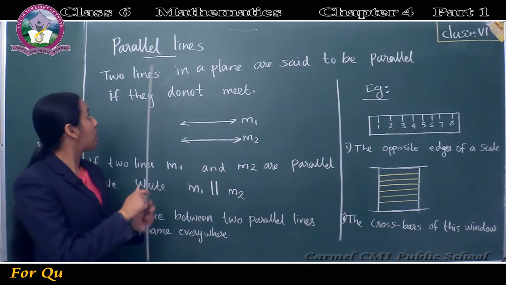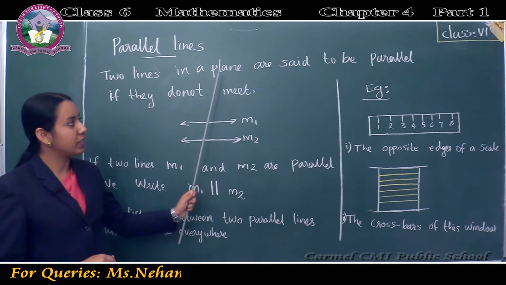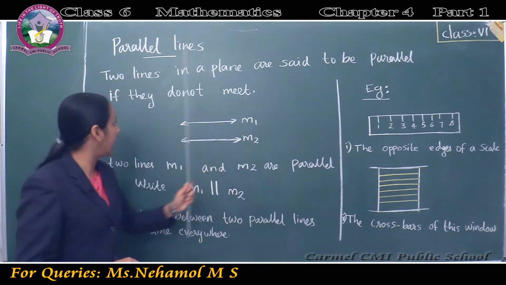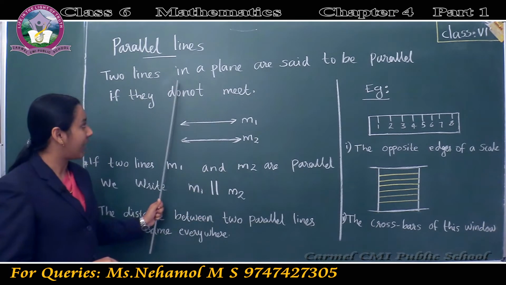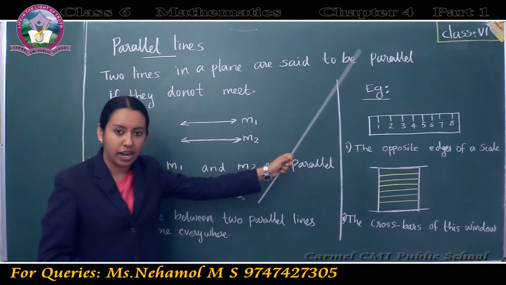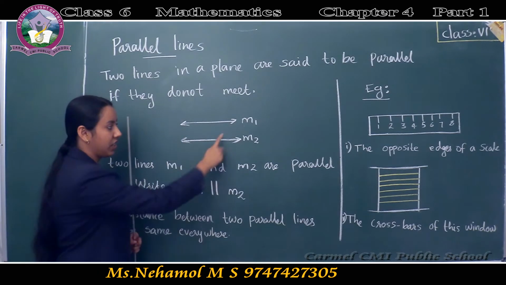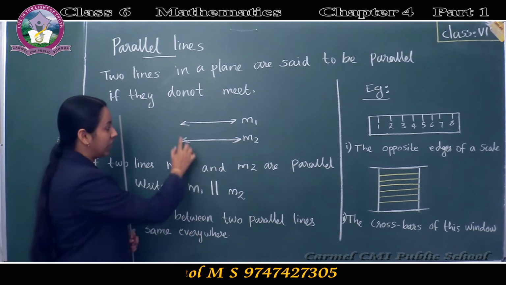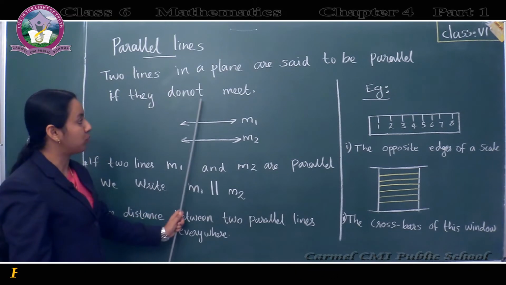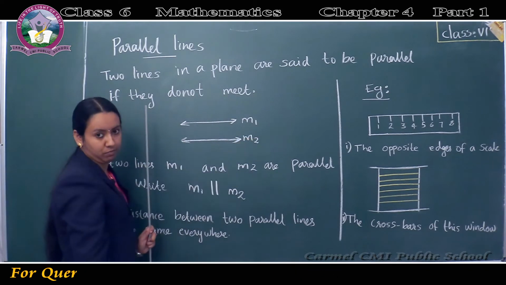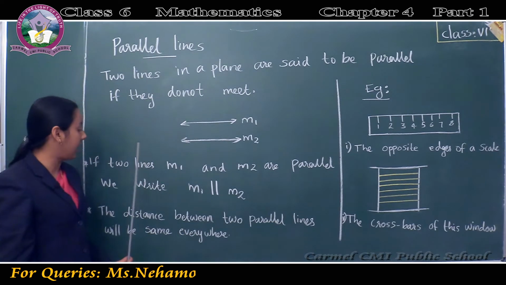Next one is parallel lines. Two lines in a plane are said to be parallel if they do not meet. Two lines are given here, M1 and M2. They are parallel lines. Why? They do not meet each other. So, we can say M1 and M2 are parallel lines.